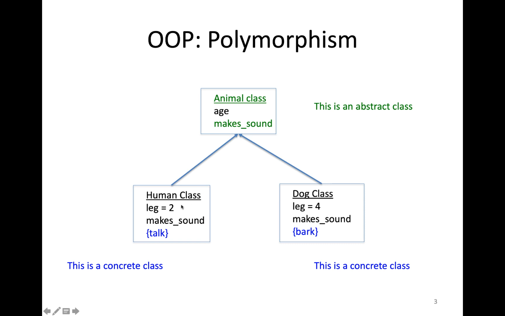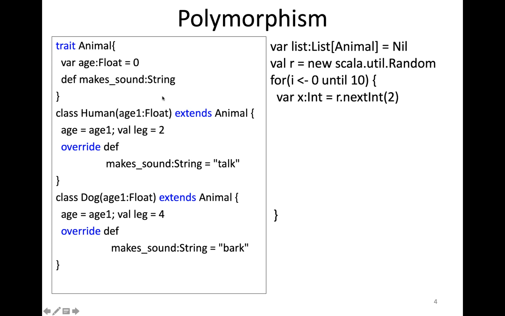What this human class has is an additional attribute leg, and a human has two legs. In addition to that, the human class also implements make sound, and the implementation is making a talking sound. On the other hand, the dog class has leg equal 4, and it also implements the corresponding make sound with a barking sound, right? Now let's see how we can use these human and dog classes to make a realistic example. So this is the whole code.